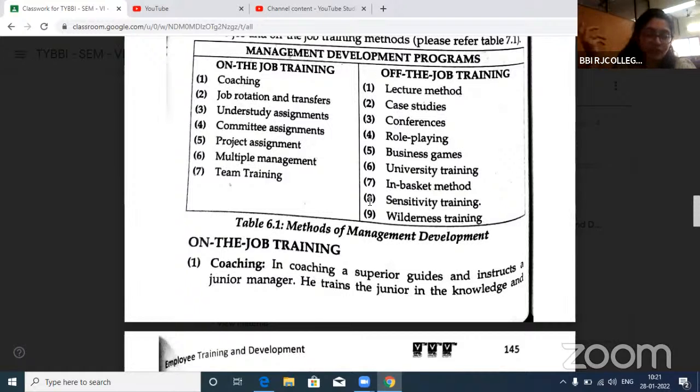Okay. Next is conferences. Through conferences, there will be guidance, and training given to employees. Next is role playing. What is role playing, students? Suppose I'm giving you one role to perform, and that is sales marketing, related to the department of sales marketing. So how will you sell a particular product when I give you that product and you are asked to sell it in the market? So I'm giving you a role to play.